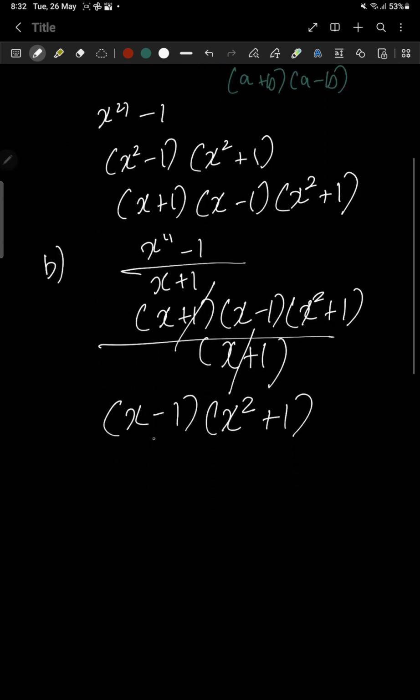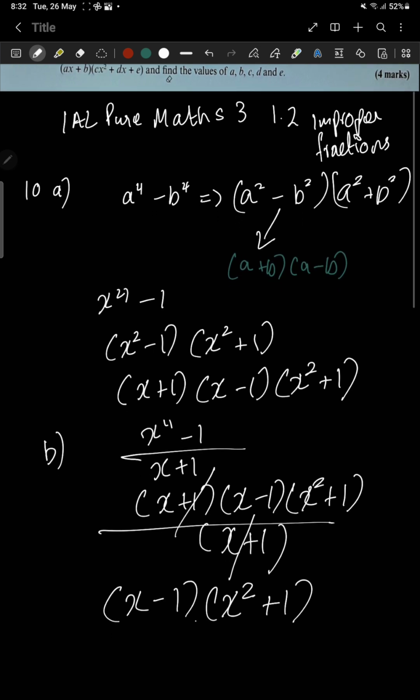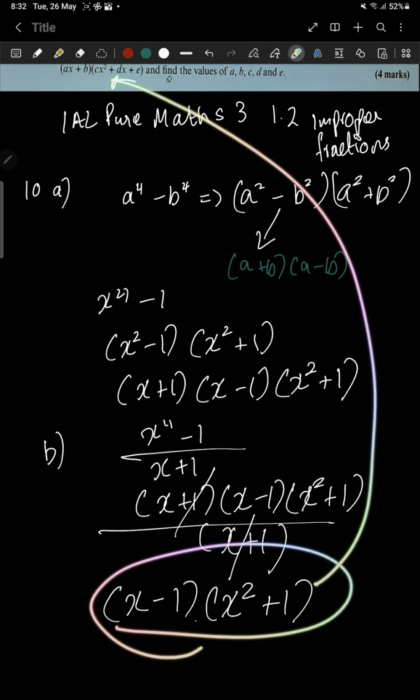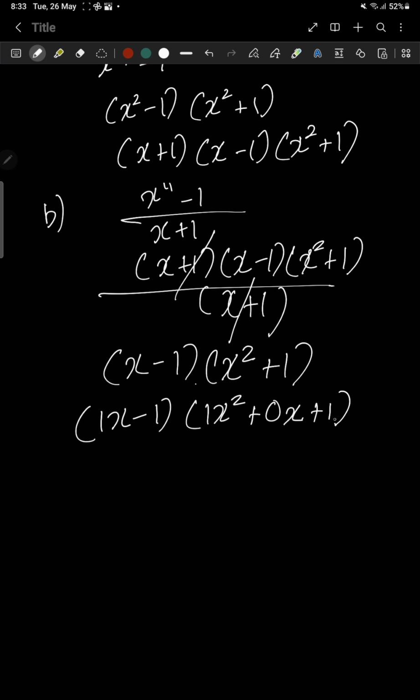Now this is basically the same as this form. How? This is just 1x minus 1, where the coefficient of x is 1, and this is going to be 1x squared plus 0x plus 1.